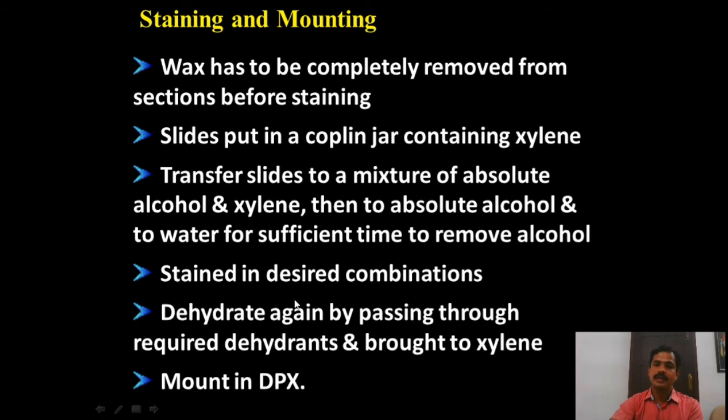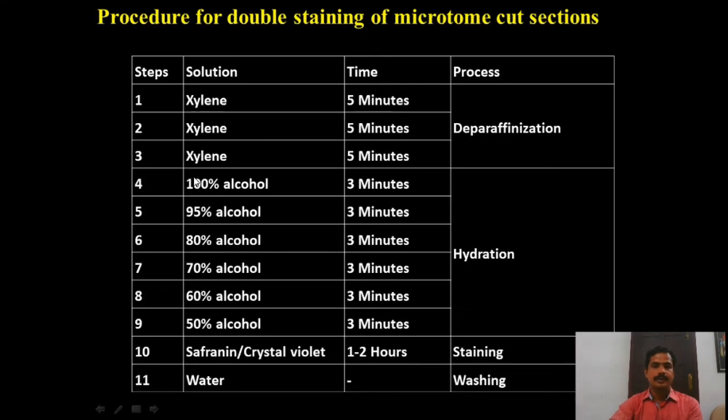Then it is stained in desired combinations. You can use single stain, double stain or triple staining methods, counter staining methods. Then dehydrate again. You have to remove the water content that was introduced for staining by passing through the required dehydrants, that is ethyl alcohol, and finally brought to xylene. Then mounted in DPX or Canada balsam. So this is the procedure for double staining of microtome cut, paraffin infiltrated sections.